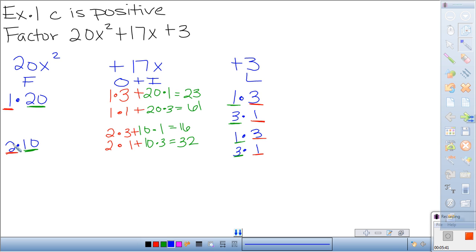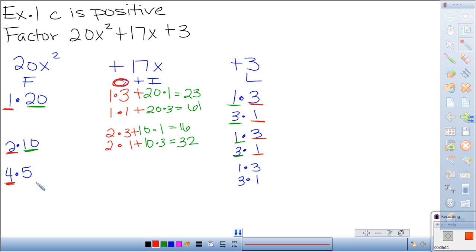Next, 3 doesn't factor into 20, so next would be 4 times 5. So now I use 4 times 5 with 1 times 3 and 3 times 1 to see if I can come up with 17. Again, that's our goal. We want to figure out what four numbers we're actually going to be using to come up with our middle term of 17x. So again, I have my outer first. This is all my outer column. This is all my inner column. Actually, I'll go ahead and make that red.